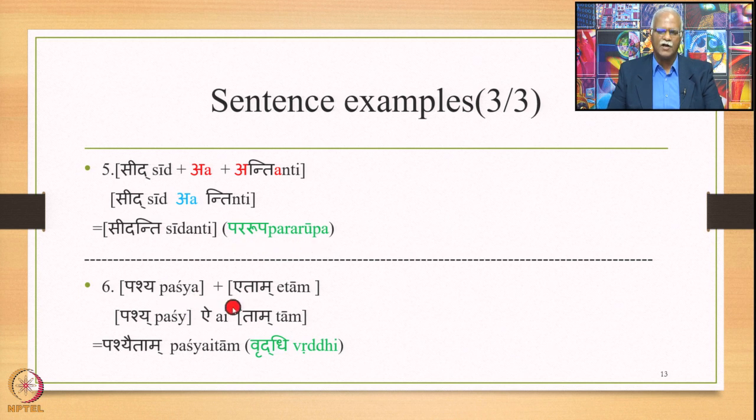Similarly, pashyaitam panduvatranam acharya mahatim chamum. So we have pashya plus etam and this a is followed by a. This is the scope of application of vriddhi sandhi. And so we have pashya plus ai plus tam as the output, that is pashyaitam. This is the example of vriddhi sandhi. So this is how we can take multiple examples of sentences and show various sandhis applying and making those units fit to be used as part of the sentence.